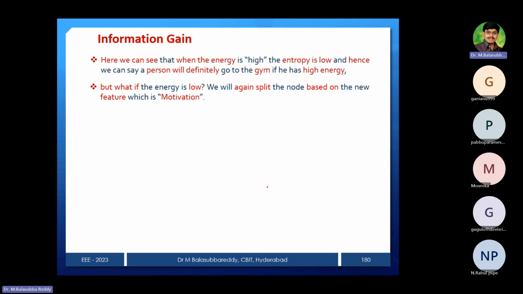Now we can see that when energy is high, entropy is low. Hence, we can say that a person will definitely go to the gym. So here, where the information gain value is high, you take it as the root node. That means the entropy value is low. That's the difference here. But what if the energy is low? Then we split the node based on the new feature, which is motivation.